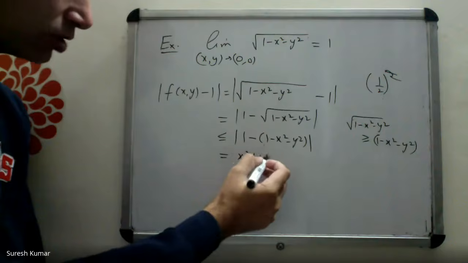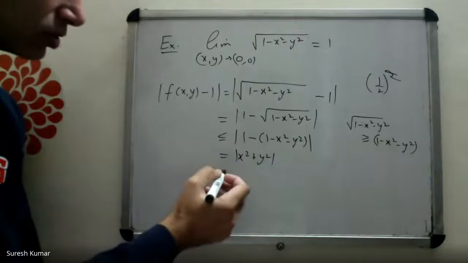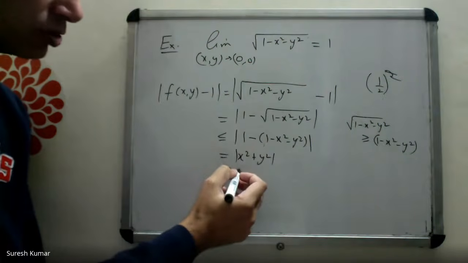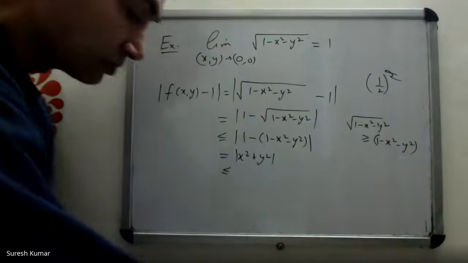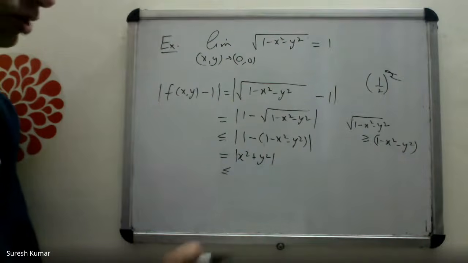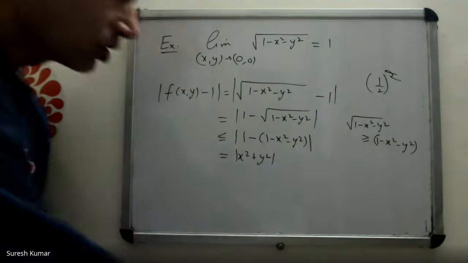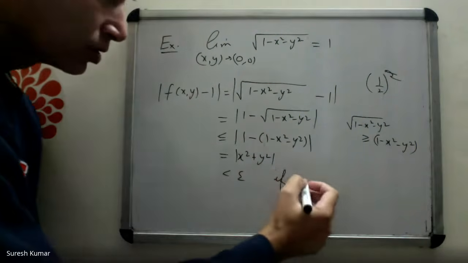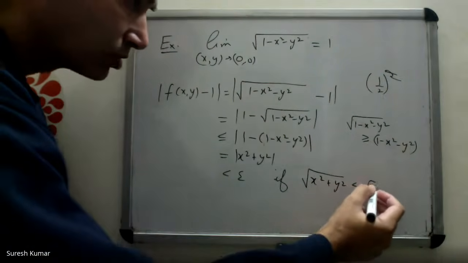x square plus y square. No need to put modulus also. Okay, put it here so that you can use the triangle inequality. What do you get from this? This is less than or equal to. Here at this step, you can use a square neighborhood or a circular neighborhood. Both ways it's fine. So how to use the circular neighborhood first? This thing is less than epsilon if square root of x square plus y square is less than root epsilon. Am I right?